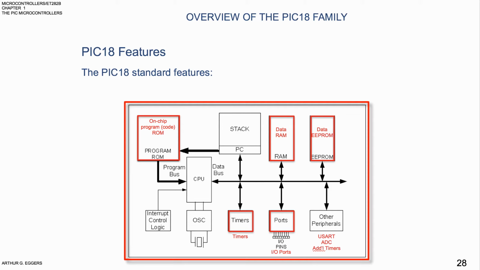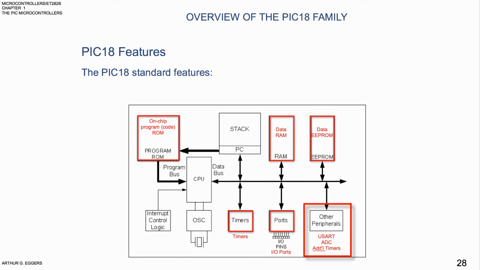Now it's time to take a look at some of the PIC18 features, some of the standard things that we find on a PIC. The PIC18 has what's called a RISC architecture, reduced instruction set, that comes with some standard features such as on-chip programming, the code in the ROM, data RAM, data EEPROM, timers, an analog to digital converter, and a USART, which is the Universal Asynchronous Receive and Transmit function, and I/O ports.